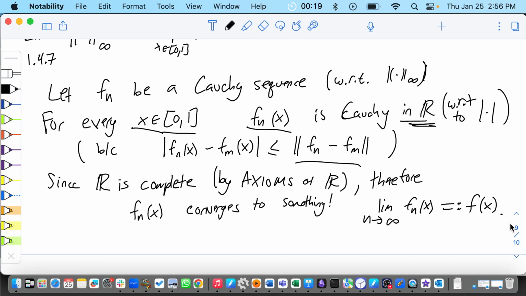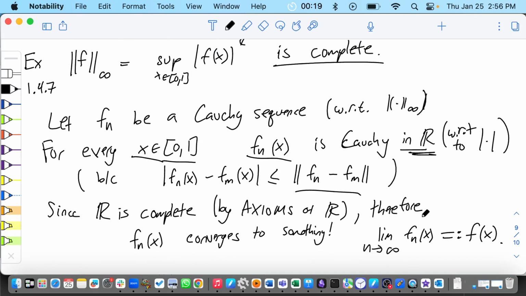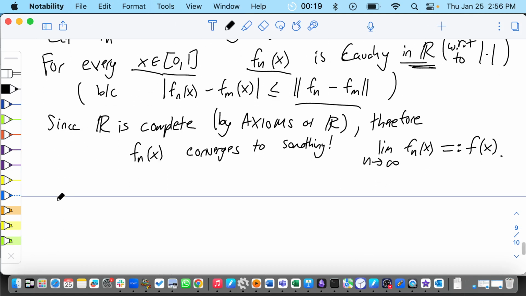If I just finish the proof now, why are we not finished? You gave me a Cauchy sequence, I gave you the limit, it's the function f. What's the problem? Yeah, you haven't proven that f of x is actually continuous. Yes, okay, this is one problem. So we're not done yet. Fantastic point.